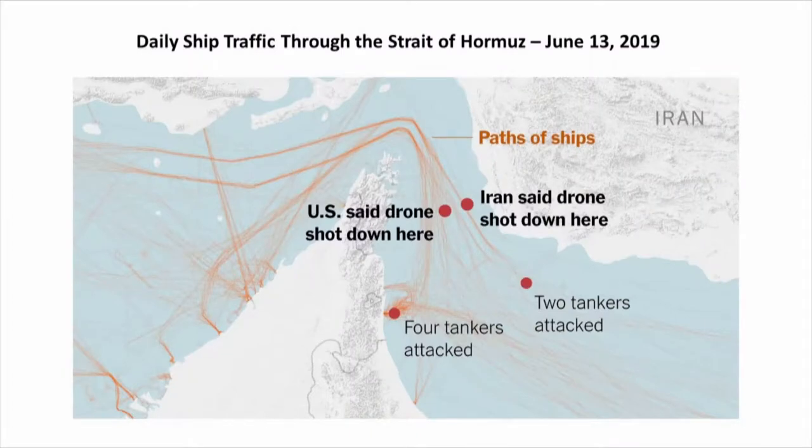I love this map because this shows, first of all, where some of the attacks have happened on the tankers. But I don't know if you can see all the orangey webby-like lines on this. Every one of those lines represents a tanker path, one day's worth of traffic in the Strait of Hormuz. Right? So we do not want to see this conflict escalate any further in the Straits of Hormuz. We don't want to see those oil tankers not be able to get through.